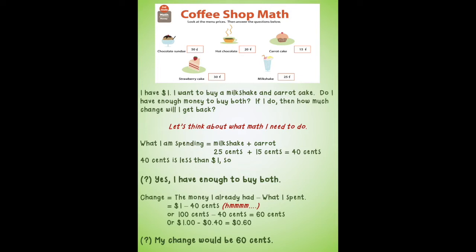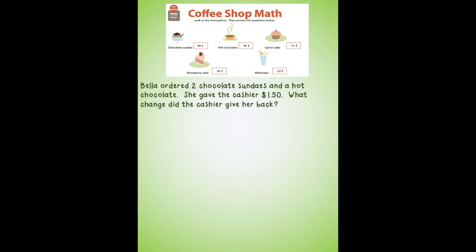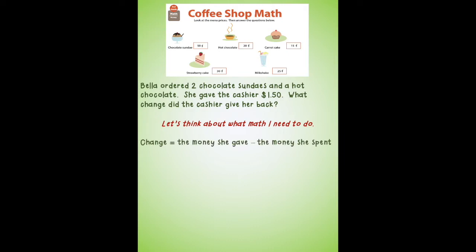All right, ready for another practice problem? Bella ordered 2 chocolate sundaes and a hot chocolate. She gave the cashier $1.50. What change did the cashier give her back? Again, let's think about what math I need to do. I gotta think about change. And remembering that change equals the money she gave minus the money she spent, because the change is what she gets back.